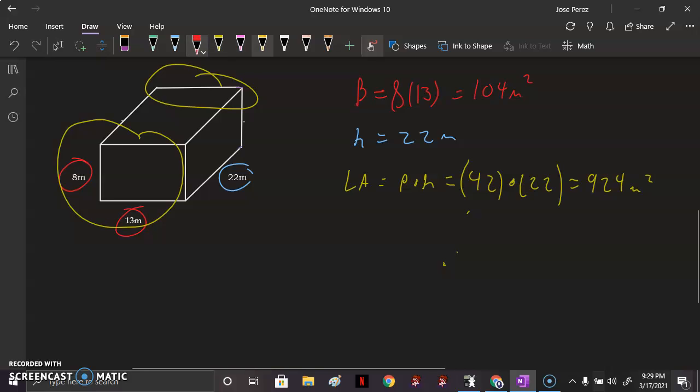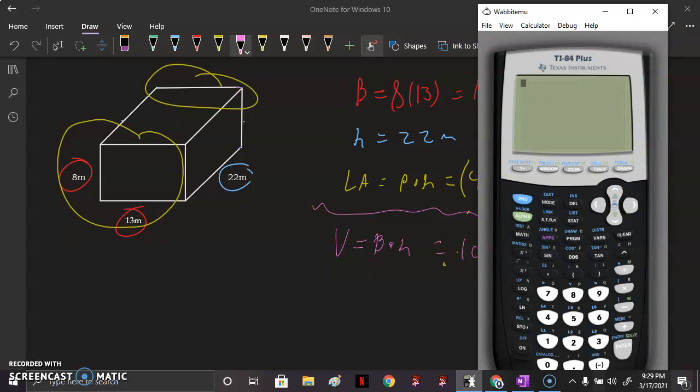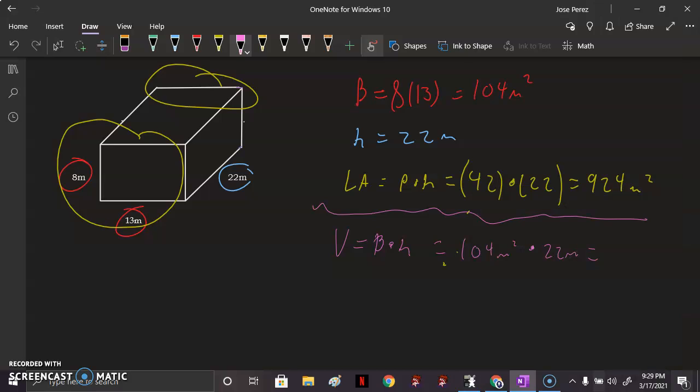Well, the next part is pretty simple. And let's create a little barrier. And we're going to try to figure out the volume. But if you remember, volume equals just base times the height, which is 104 meters squared, times 22 meters, which we get, and I cannot do this in my head, so we're going to do it in the calculator. 104 times 22, we get 2,288. 2,288 meters cubed.